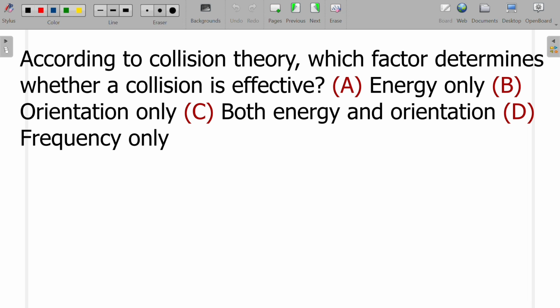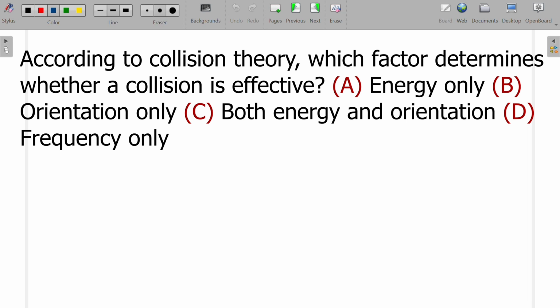According to collision theory, which factor determines whether a collision is effective? A, we have energy only. B, we have orientation only. C, we have both energy and orientation. And D, we have frequency only.